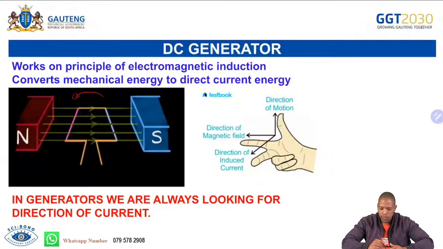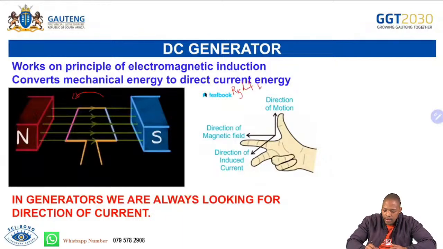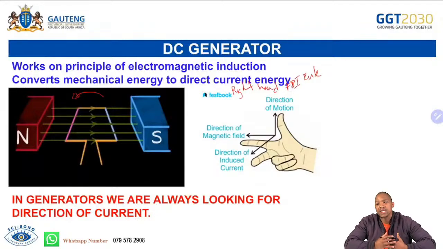And how do we do that? We use again our right hand FBI rule. That's what I call it. It's actually Fleming's right hand rule. Some other people call it the right hand generator rule. I remember it by saying it's the right hand FBI rule. Why FBI? Because I know I need to know my FBIs.